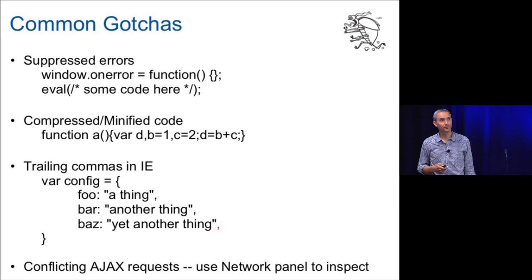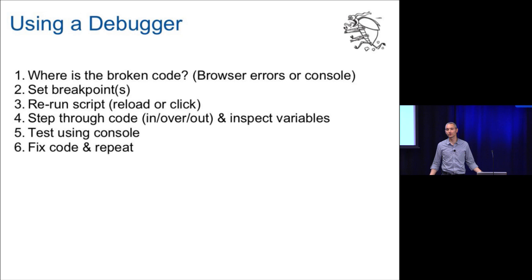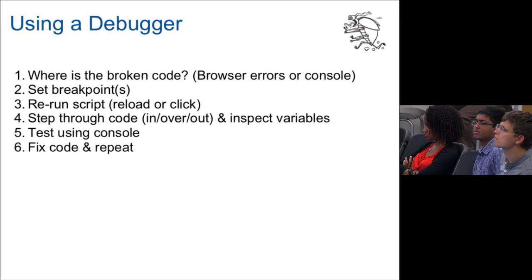So we've talked about the different tools available. Now we'll get into the nuts and bolts of how we actually use a debugger. Basically, it's pretty simple. You run your code in a browser. You see if the browser reports any errors. If there are errors, you open up a tool like Firebug or Chrome Developer Tools. If you're lucky enough, the browser will tell you the line number of the script that the bug is on, and you can set a breakpoint there.